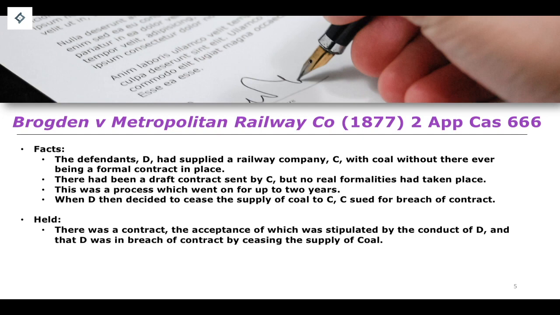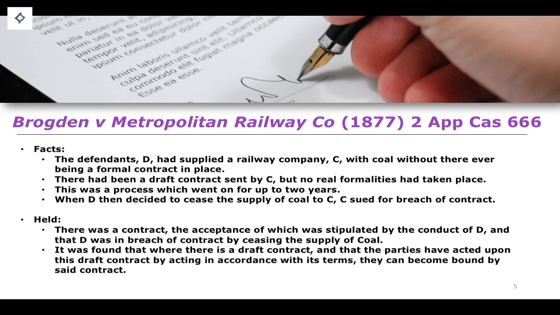And it was held that there was a contract because the acceptance of this contract was stipulated by the conduct of the defendant. So rather than actually signing the contract themselves, essentially what they had done was they had been given an offer to contract by the railway company in the draft contract itself, and then they had simply performed the terms of that contract. And it was this performance and the conduct of the defendants that constituted the establishment of a contract. The acceptance was stipulated by the conduct of the defendants, and the defendants were in breach of that contract by ceasing on a whim to supply the coal.